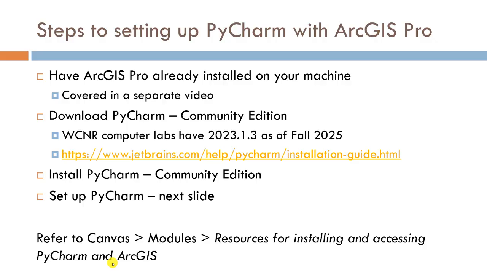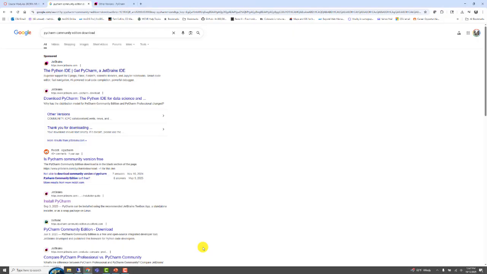So how do you get PyCharm if you are installing on your own machine? You can just Google, good old Google, PyCharm Community Edition download or something to that effect. And PyCharm is an IDE made by JetBrains. So you can go here, install PyCharm.